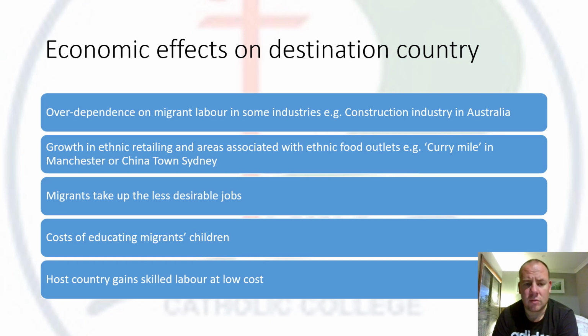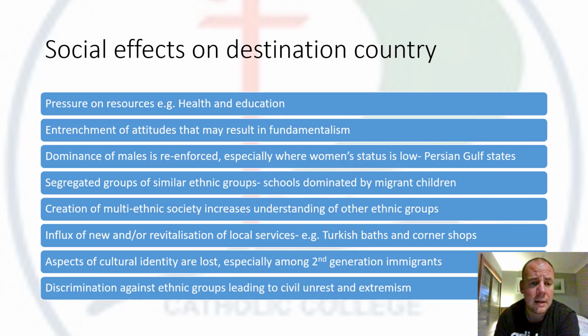There's a growth in ethnic retailing and areas associated with ethnic food outlets. So in Manchester in England, we have the Curry Mile, where there's a big chain of different curry shops, and you have it in Sydney in Chinatown, where you have lots of Chinese businesses in one area. Migrants take up less desirable jobs. That's pretty good for obviously the destination country. The cost of educating migrants' children might be increased because they've got to learn different languages, different cultures, that type of thing. The host country gains skilled labour at a low cost, so there's no money spent trying to train these people up.